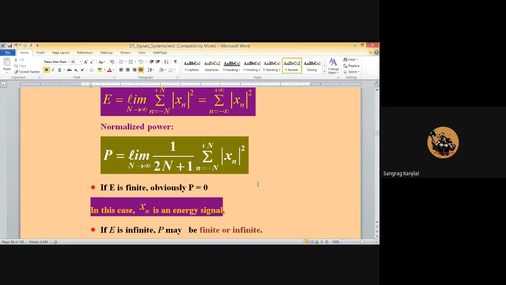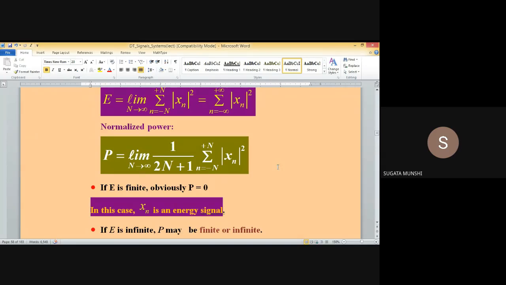Sir, why are these called normalized energy and normalized power? Normalized because that can be explained for continuous time signals. In the case of continuous time signals, what did we observe? That for this energy to be the energy of a signal, say the resistive load was considered as unity. So that's why it's called normalized.